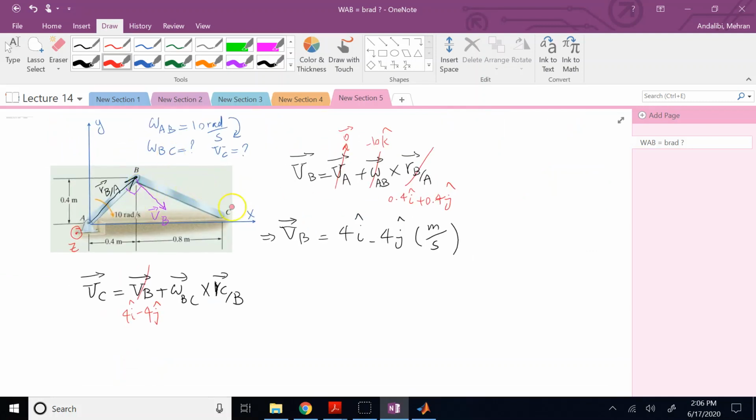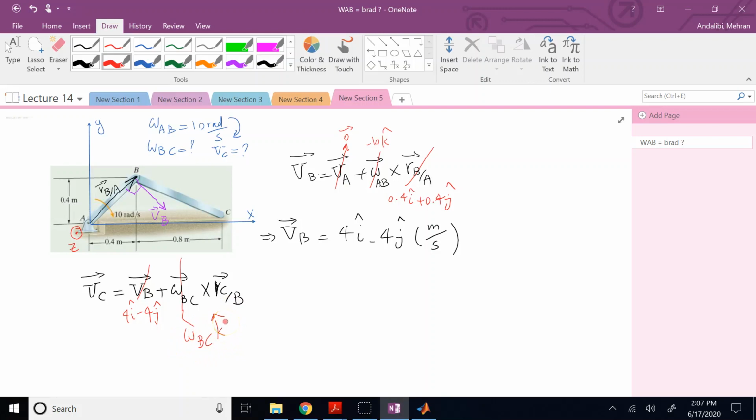But because this is a 2D problem, this object BC has to either go clockwise or counterclockwise. There is no other situation. So it's either positive K or negative K. So for the moment, I assume that it is positive K. Is it necessarily correct? Maybe not. So what happens if it's actually negative K?